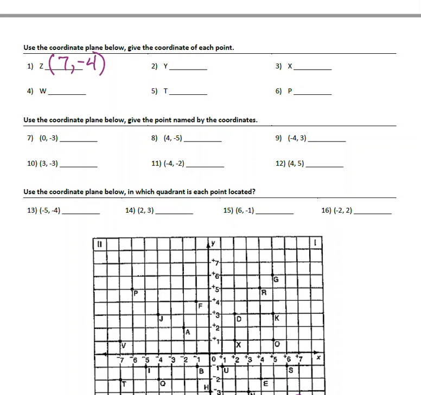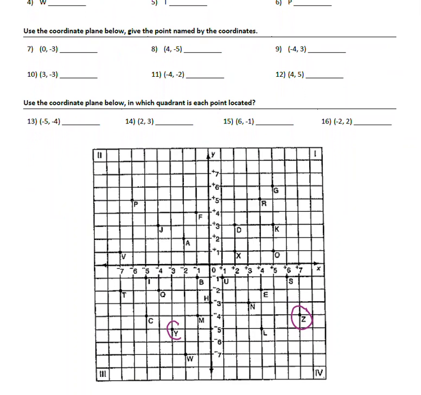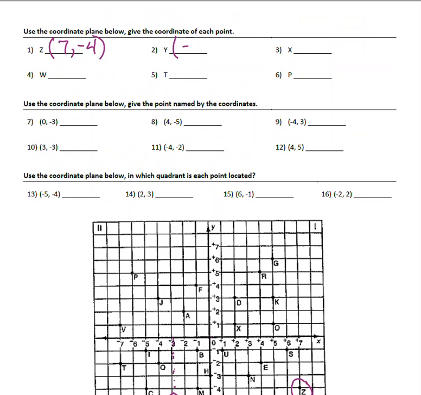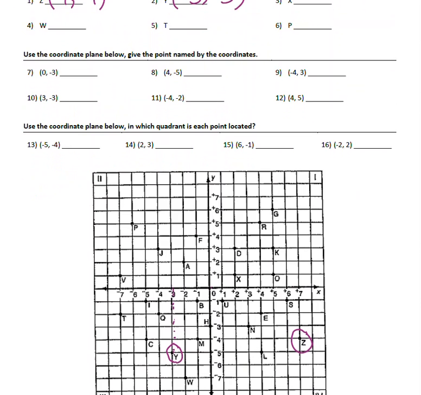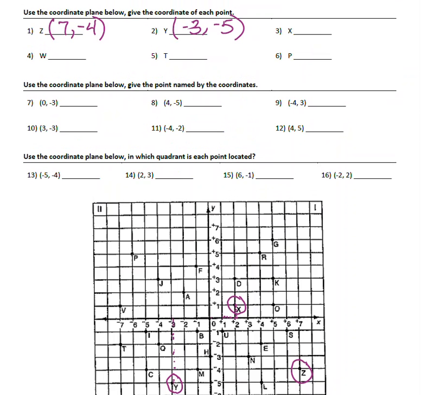Now I need to do y. Let's find y on our coordinate plane. Right there. I start in the middle, and I'm going to go over to -3, and then I have to go down to -5. So the point for that one would be -3, -5. Now I need to find x. So here's x. I'm going to start at 0, go over to 2, and then up to 1. So the answer for that one is 2, 1.